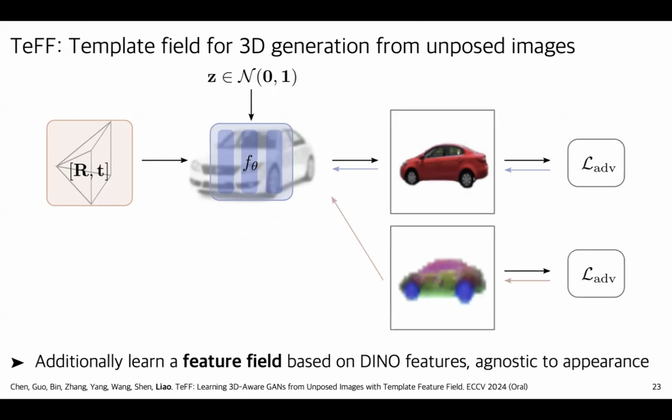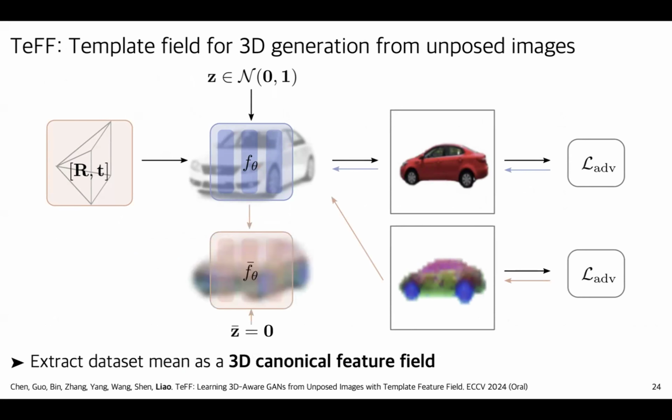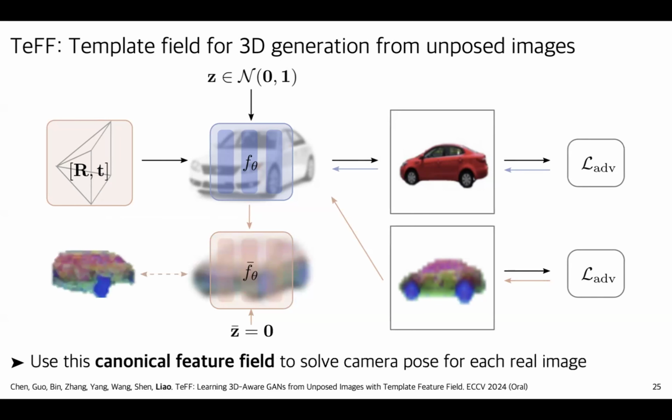So the key idea is that, in addition to the normal generative model, we additionally learn a feature field such that it's agnostic to the appearance of the objects. And based on this learned feature field, we extract the dataset mean by feeding just a 0 into the generative model to get a 3D canonical feature field. So this allows us, for each 2D real image, to have a 2D-3D pose matching problem, and if we solve this, we get the pose of each real image.